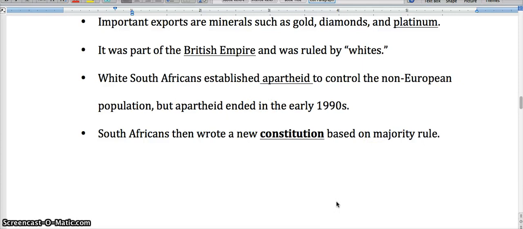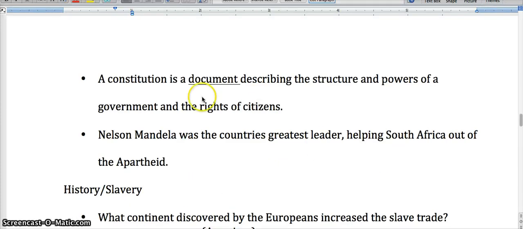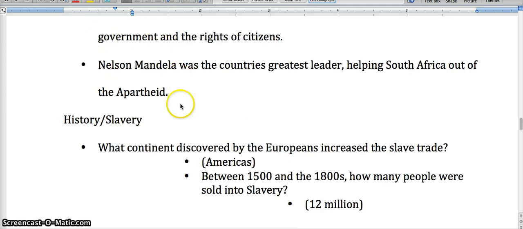Remember, the majority is the most of the population, and when they vote, the person that gets more votes wins, which should sound familiar. Remember also, which should sound familiar, is a constitution, something we have in our U.S. history, something that you should have covered last year, and it's a document describing the structure and powers of a government and the rights of its citizens. Remember, one of the most important figures is Nelson Mandela, who helped South Africa out of the apartheid history.